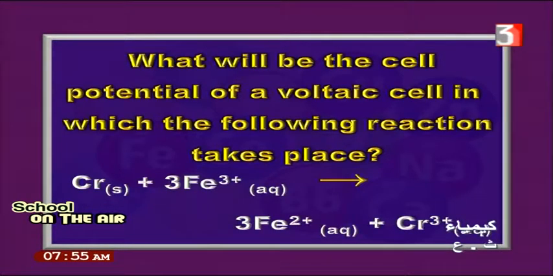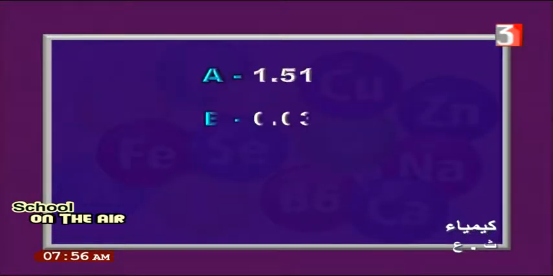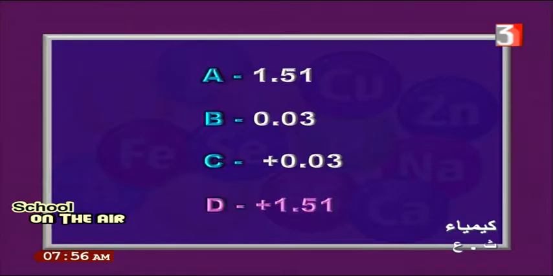Here, my dear student, we are not going to choose the greatest reduction potential for the cathode and the lowest for the anode. We are going to choose the anode and the cathode according to the equation here. Which is oxidized will be the anode. Which is reduced will be the cathode. According to this reaction, chromium is oxidized, while iron 3+ is reduced. So chromium is the anode and iron is the cathode. So here we get the EMF of the cell, it will be positive 1.51 volt.